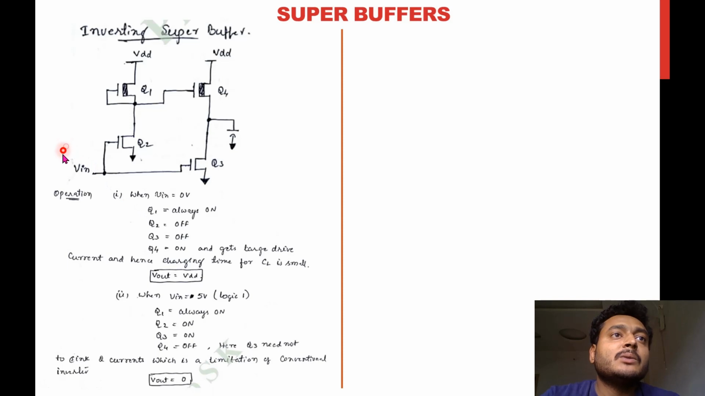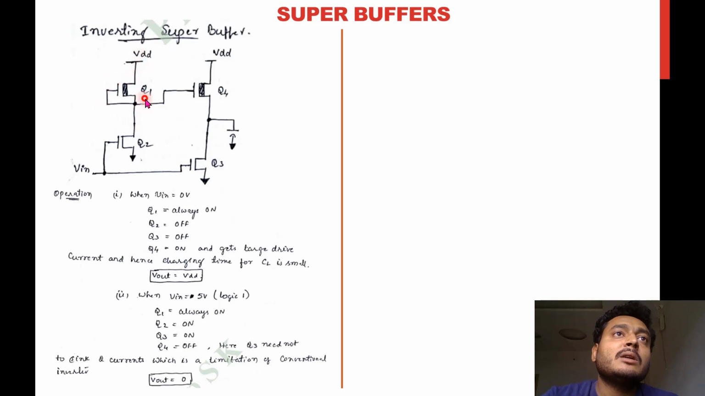In this case, when you apply Vin equal to 0, what will be the conditions of all these transistors? What will be the condition of Q1? Since its source is shorted, Q1 is always on. And Q2, if the input is 0, Q2 is going to turn off, right? So Q2 is off. What about Q3? Q3 is also driven by Vin. Since Vin is equal to 0, Q3 is also off. And coming to the Q4 part, since Q2 is off, there is no connection from here to ground, so it's open circuit.